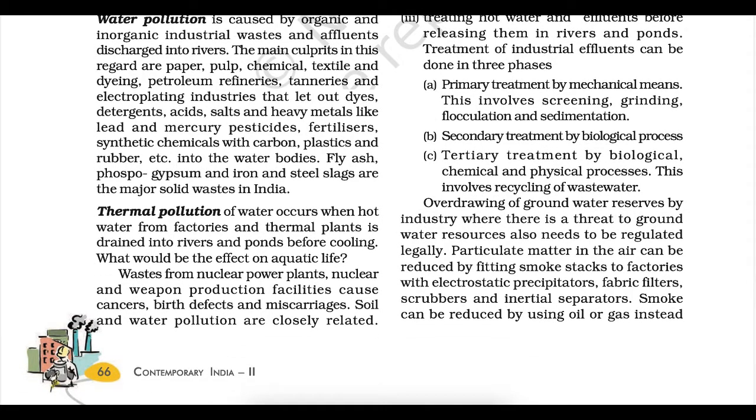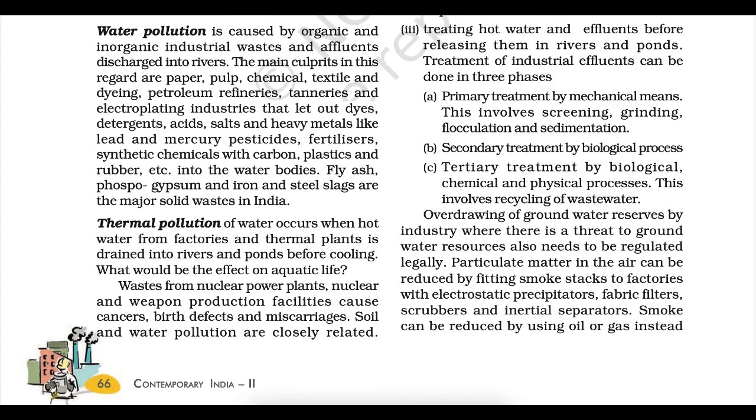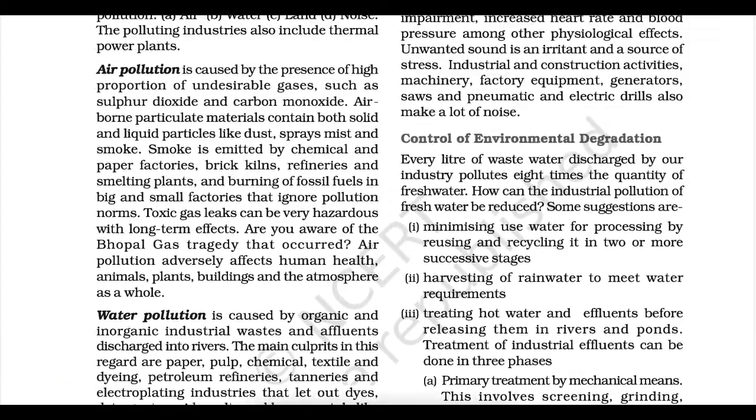Thermal pollution of water occurs when hot water from factories and thermal plants is drained into rivers and ponds before cooling. What would be the effect on aquatic life? Waste from nuclear power plants, nuclear and weapon production facilities cause cancers, birth defects, and miscarriages. Soil and water pollution are closely related.